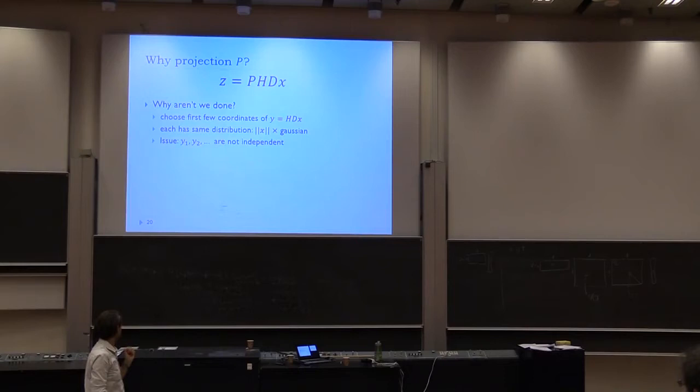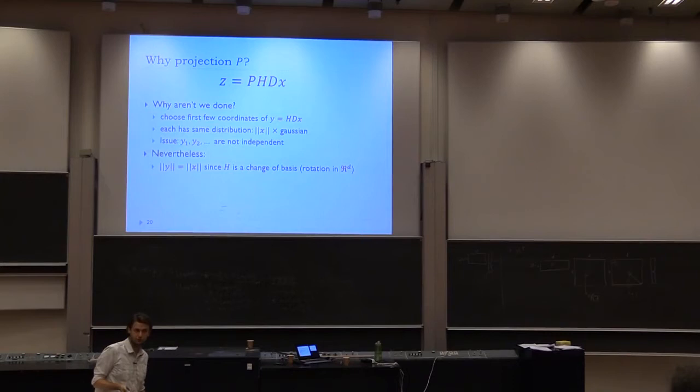It's a slight issue. At this moment, you perhaps even ask a question like, have we achieved anything? Have we completely broken the information? We have different coordinates, but they're dependent. This can be a problem. But it is not really a problem, because what we have done so far was just rotations. They have not changed the norm of x. In particular, the norm of y is exactly equal to the norm of x, since H is a change of basis. It's just a rotation. And matrix D also multiplies each coordinate by plus or minus 1. It's also just a rotation, so it does not change the norm.